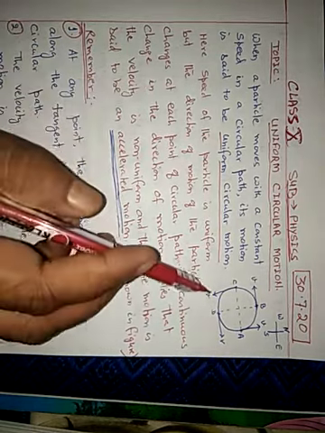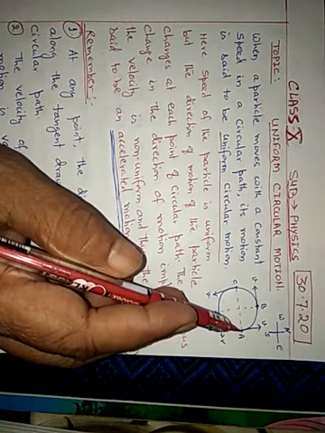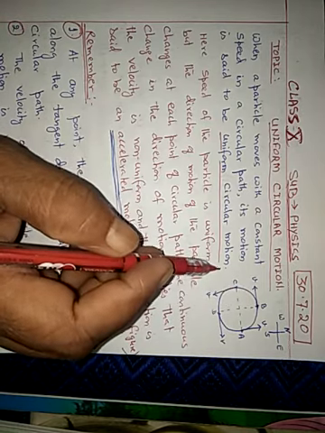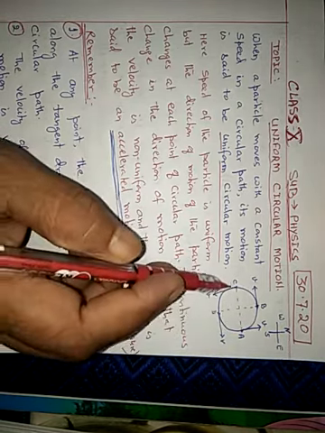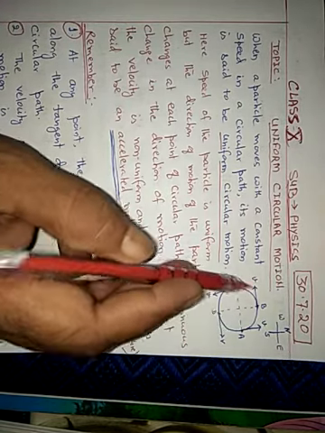Here the speed of the particle is uniform, but you'll find that the direction of motion of the particle is continuously changing. At each and every point you will find that the direction of motion is different, which is shown by means of these arrow marks.